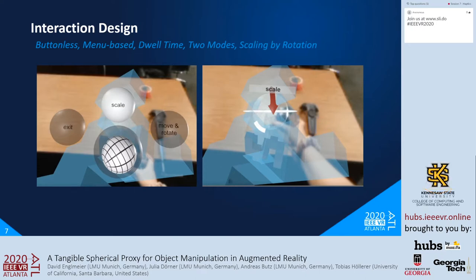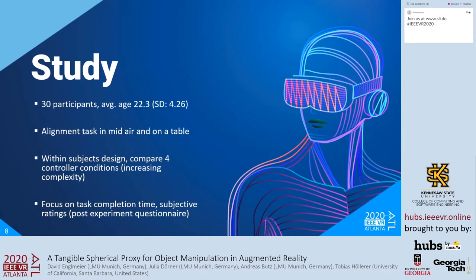For our study, we recruited 30 participants with an average age of 22.3. They had to complete an alignment task once in mid-air and once on a table. We used a within subjects design, so all participants had to execute all four controller conditions, that I will explain in a second, in a counterbalanced order.